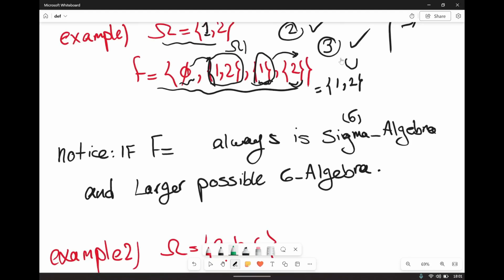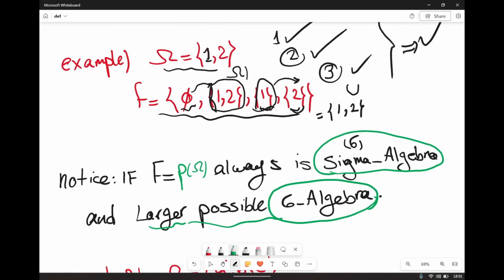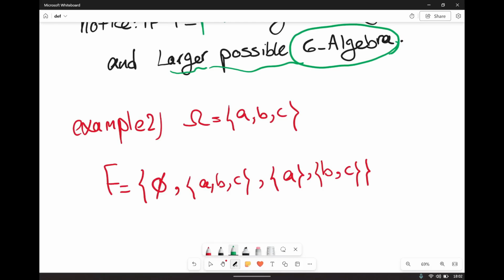Notice, if your subset is the power set of omega, that is always a sigma algebra, and it is the largest possible sigma algebra. In here, the previous one, this set was exactly the power set of omega, therefore that was a sigma algebra. What about question 2?